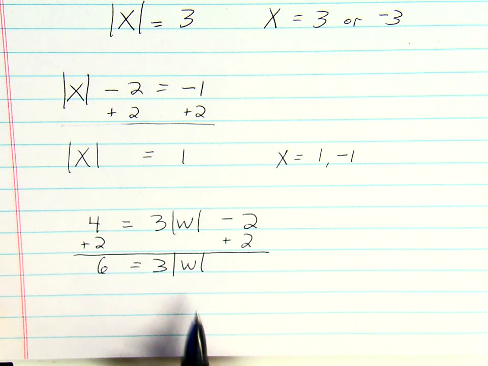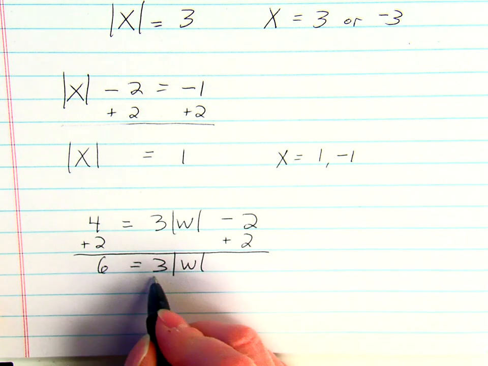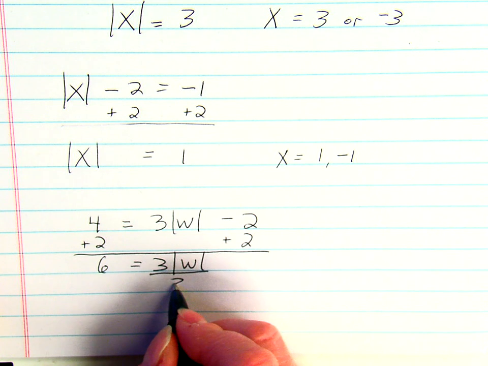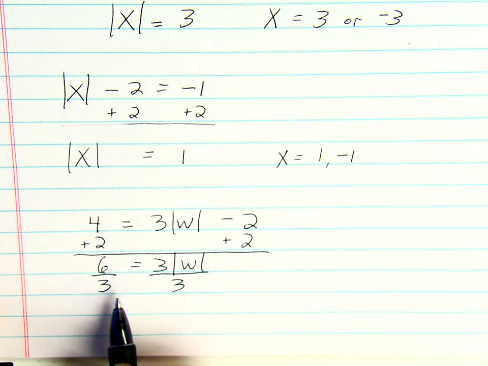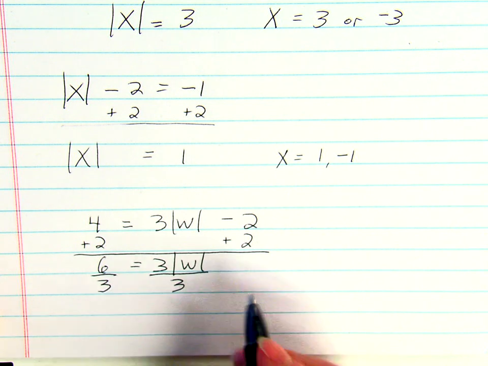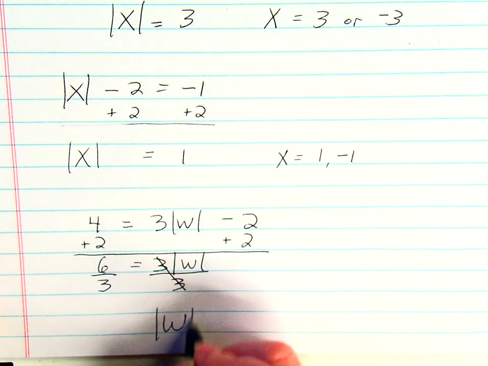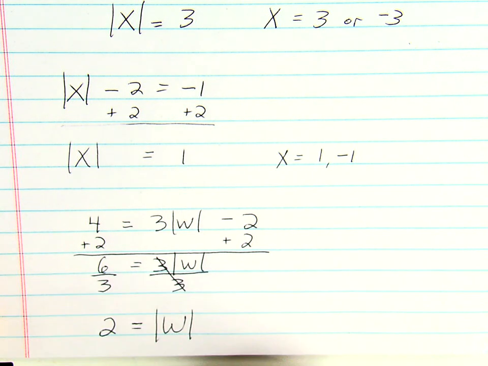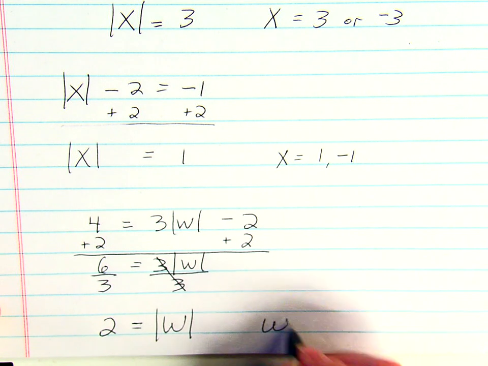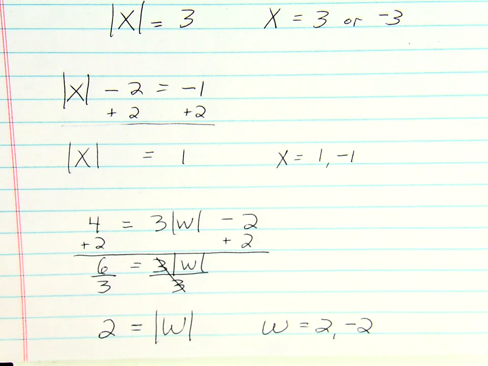This will give us 6 equals 3 times the absolute value of w. Just like our other equations, we need to get this 3 away from our w. So we are going to undo multiplication with division, and we will use the division property of equality. So we will do the same thing to both sides. 3 divided by 3 is 1, leaving us with the absolute value of w equal to 6 divided by 3 is 2. And so we know, therefore, that w can equal 2 or -2. Okay, so pretty simple stuff.